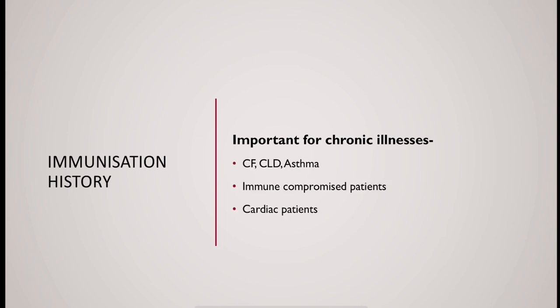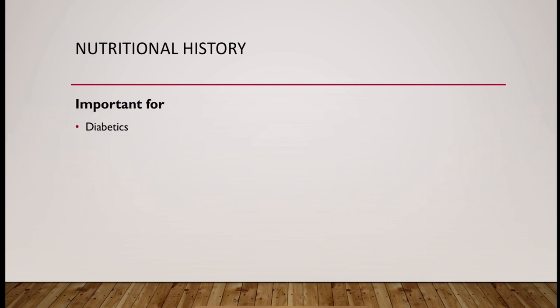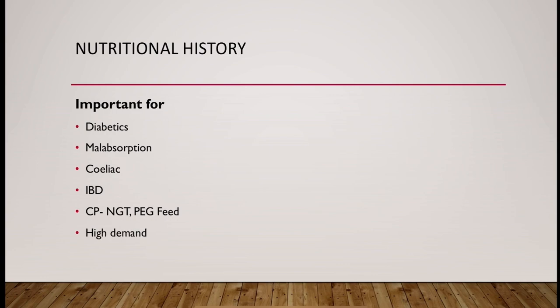Immunization history is very much important, particularly for those patients presenting with chronic lung disease, asthma, cystic fibrosis, immunosuppression, as well as cardiac patients. Nutritional history is important for diabetic, malabsorption syndrome, celiac disease, inflammatory bowel disease, and cerebral palsy patients, those who are dependent on NG tube feeding, PEG feeding, and the scenario where a high calorie diet is required.